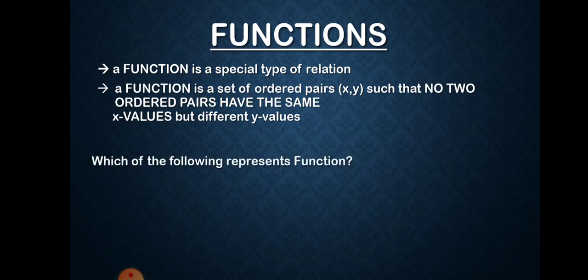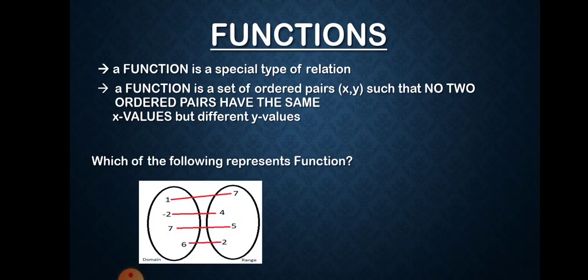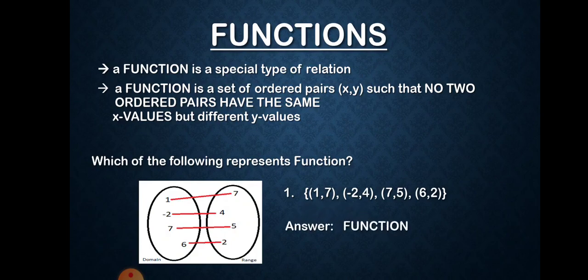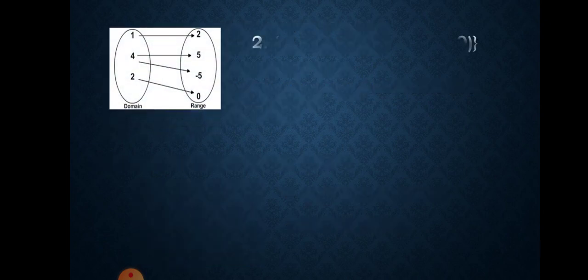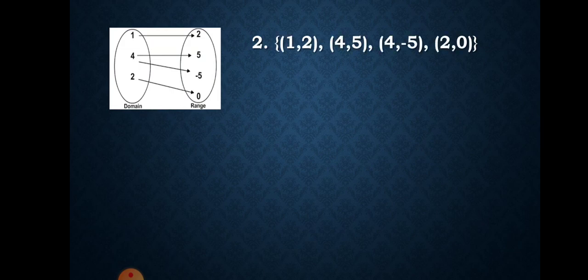Let us test ourselves. Which of the following represents function? Sa table na ito, may kita natin ang domain range na kung saan 1 relates 7, negative 2 relates 4, 7 relates 5, 6 relates 2. Definitely, this is a function dahil wala po tayong makikita na magkapareho na x values. Punta naman po tayo sa second mapping diagram. Ordered pairs, 1 relates 2, 4 relates 5, 4 relates negative 5, and 2 relates 0. Obviously, meron po tayong magkaparehong x values and this is not a function.